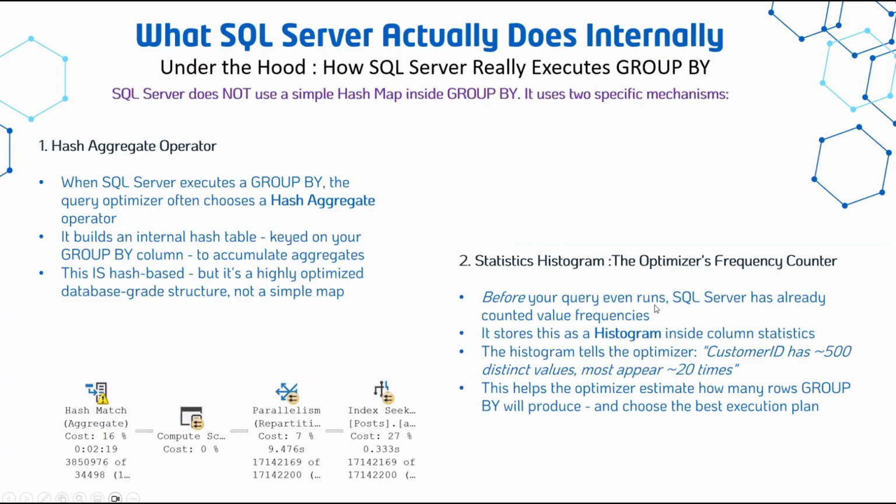Look at this. Before your query even runs, SQL Server has already counted value frequencies. It stores this as a histogram inside column statistics. If the histogram tells the optimizer customer ID has 500 distinct values, mostly appearing 20 times, this helps the optimizer estimate how many group by rows will be produced. So even though our basic concept is there, different tools use their own optimized way of using a hash map. So in SQL, it's called the frequency counter.